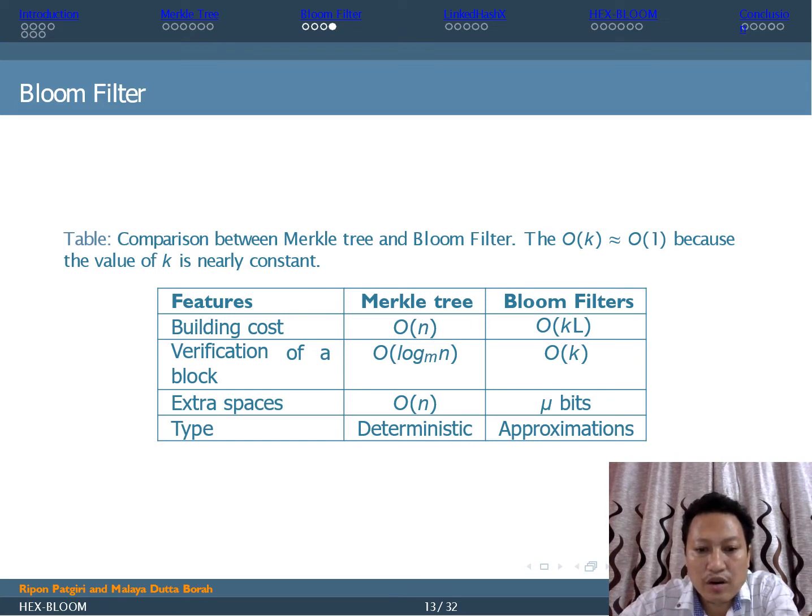Verification of a block in a Merkle tree is O(log n), whereas Bloom filters take O(k). Extra space in a Merkle tree is O(n), in a Bloom filter μ bits. The Merkle tree is deterministic, and the Bloom filter is approximate or probabilistic.